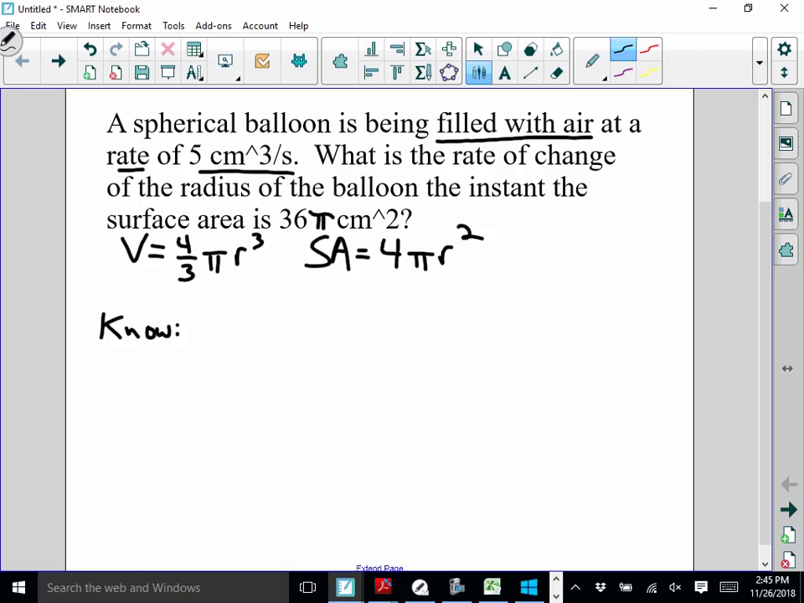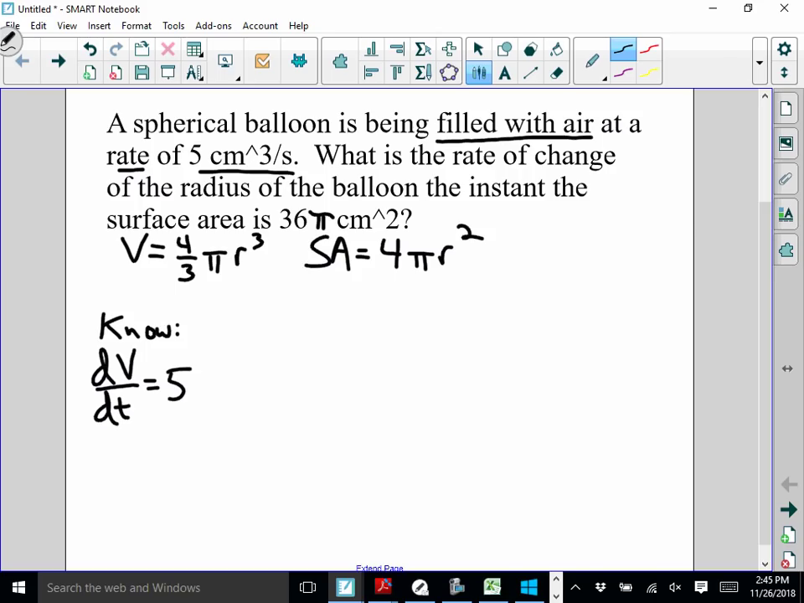Also, we can think about this being the air filling the balloon, taking up all that space in the three-dimensional space inside, which clearly leads us towards volume. So what we know right away is dV/dt equals 5. I don't have to write units, but if I have a pi, I really need to make sure I write that. Okay, so that's one of the things I know.